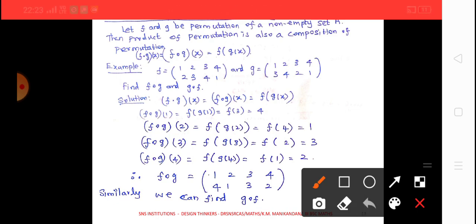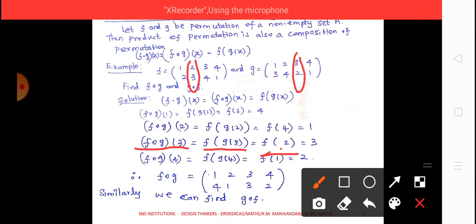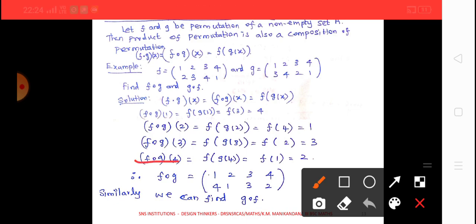And similarly we can find f composite g of 3. This is equal to f of g of 3. The value of g of 3 is 2. So therefore we have f of 2. The value of f of 2 is 3. So therefore f composite g of 3 is equal to 3. And similarly we can find f composite g of 4 equal to f of g of 4. The image of 4 under the g mapping is 1, then f of 1. The image of 1 under f is 2. So therefore the final answer will be 2.